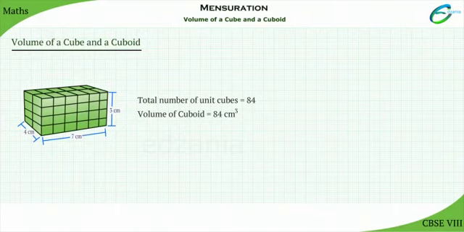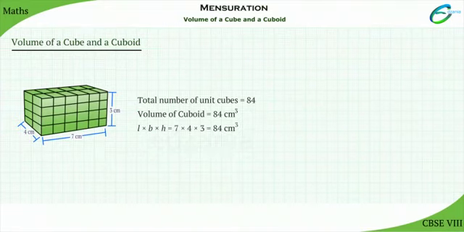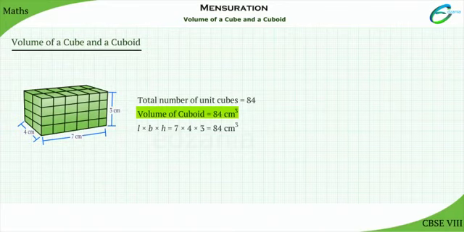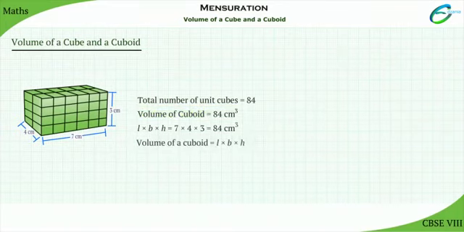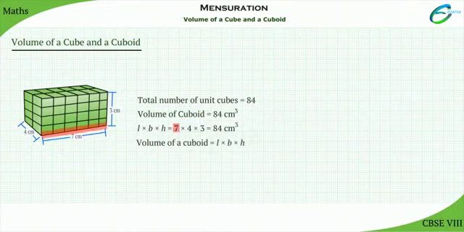Observe that when we find the product of length, breadth, and height of the cuboid, we get the total number of unit cubes in the cuboid, which is nothing but the volume of the cuboid. Thus, we can say that the volume of the cuboid is given by the product of the length, breadth, and height of the cuboid.